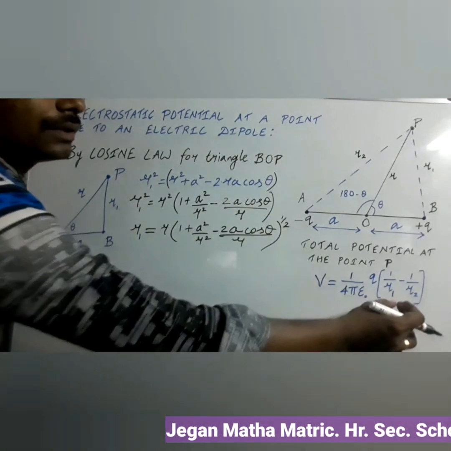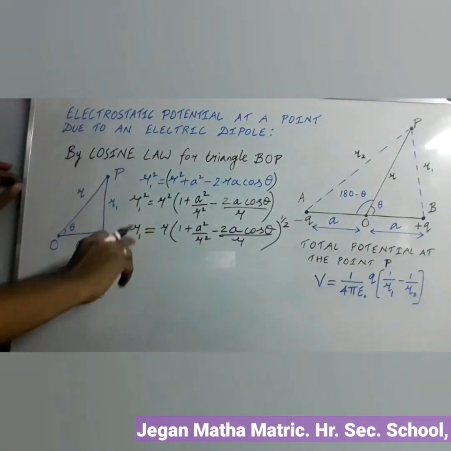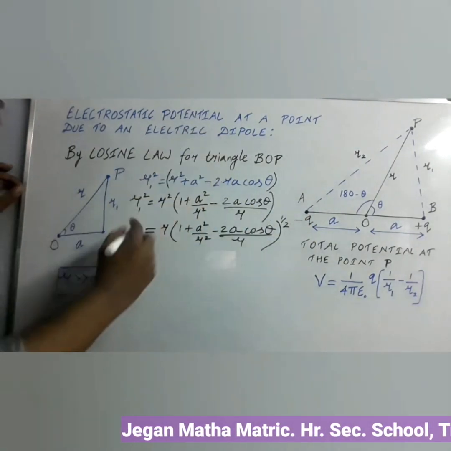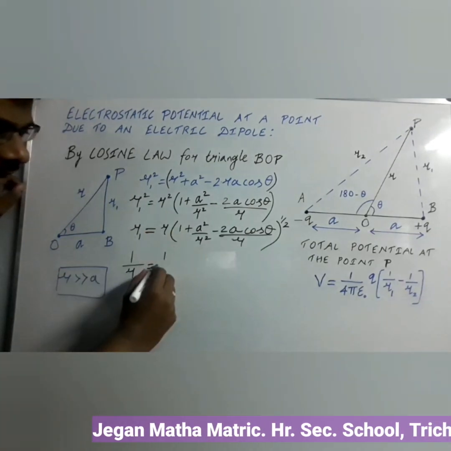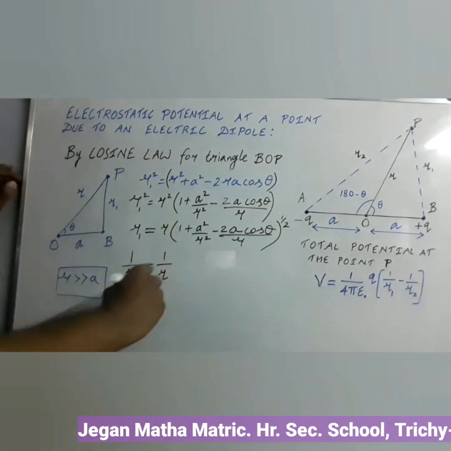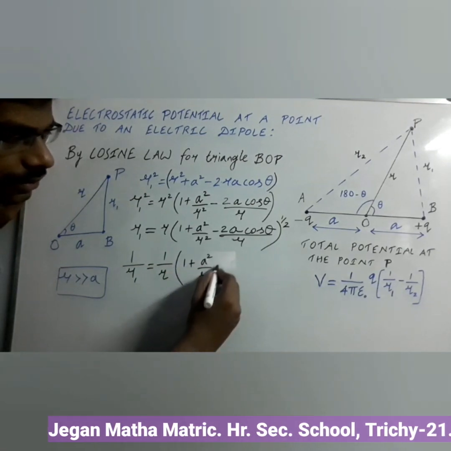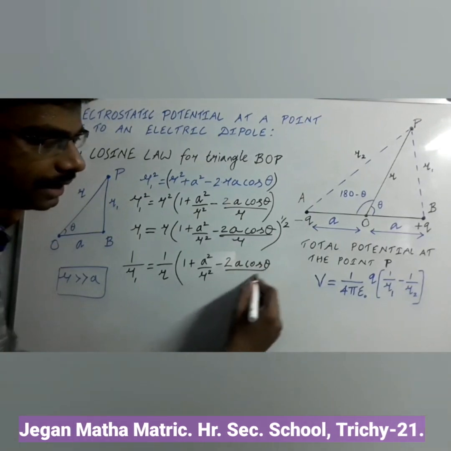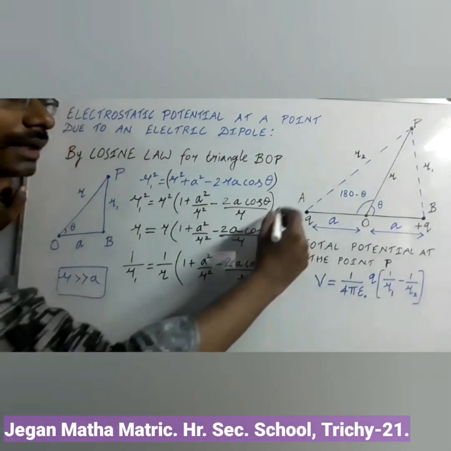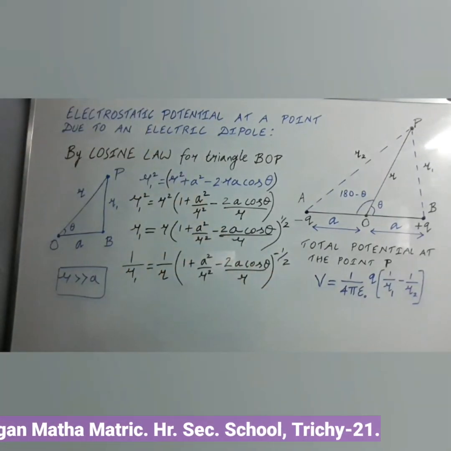To apply the value here, we need the reciprocal of the r1. That is very easy, so 1 by r1 we need. So 1 by r1 is equal to, here we can take the reciprocal, 1 by r, 1 plus a square by r square minus 2a cos theta by r. Here you are going to take a reciprocal, which means change the sign: minus 1 by 2.